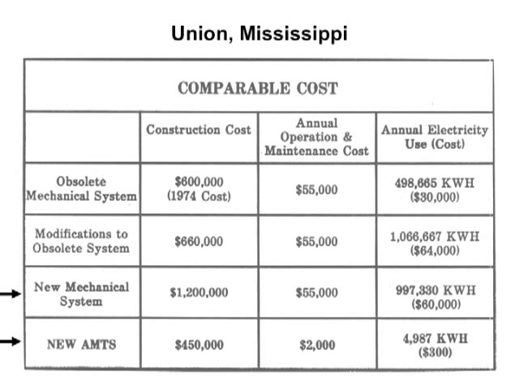If we just compare a new mechanical system to a constructed wetland, the construction cost alone is a sizable difference, $1.2 million versus $450,000. The annual ongoing operation and maintenance, $55,000 versus $2,000. Electricity alone, $60 versus $300. Can you imagine which one they chose?